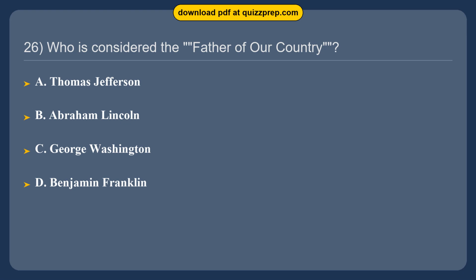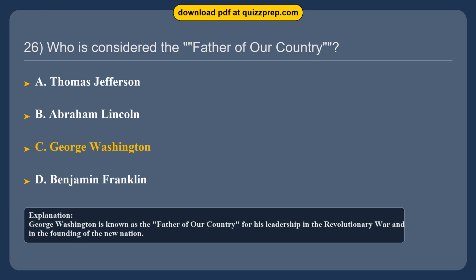Question 26. Who is considered the father of our country? Option A, Thomas Jefferson. Option B, Abraham Lincoln. Option C, George Washington. Option D, Benjamin Franklin. The correct answer is option C, George Washington. George Washington is known as the father of our country for his leadership in the Revolutionary War and in the founding of the new nation.